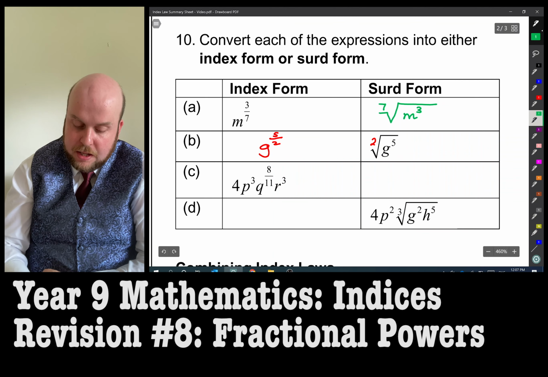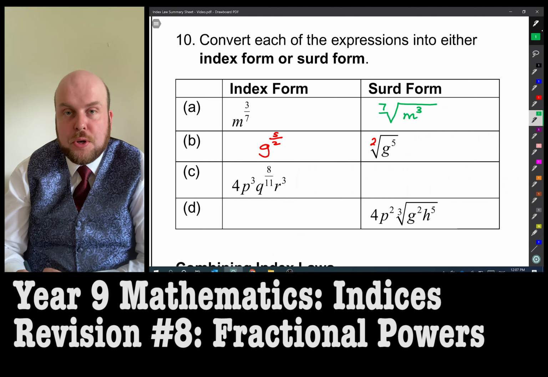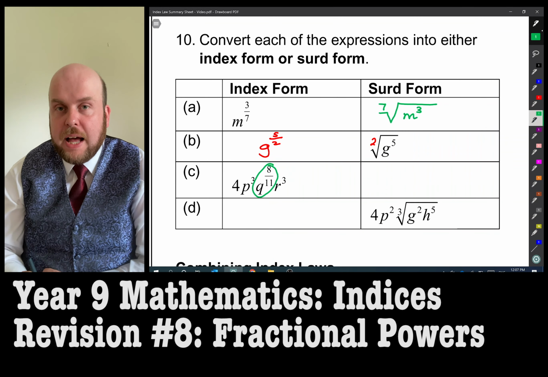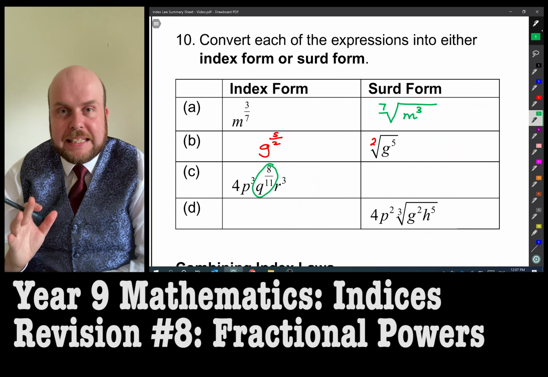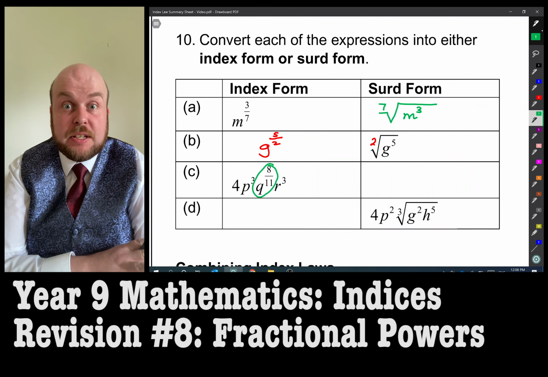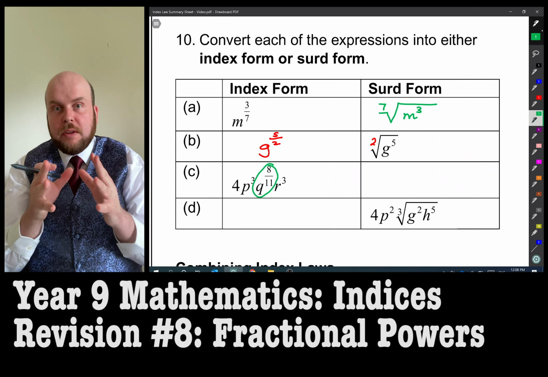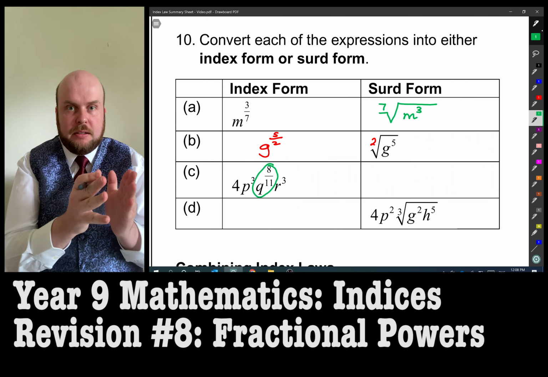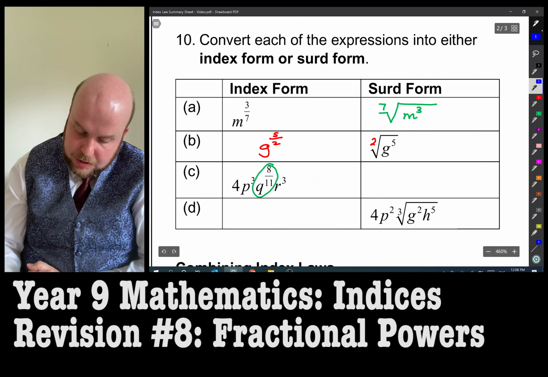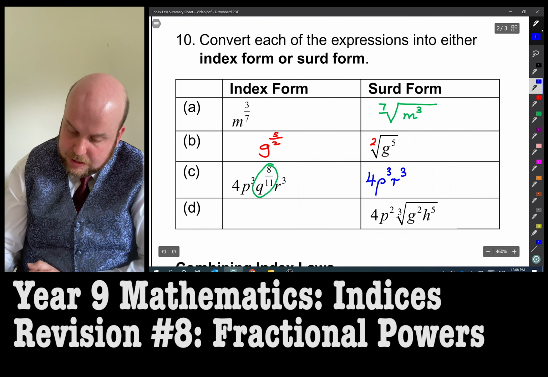With the next one here, the first thing I would do is just identify the pronumeral or number that has a fraction, and in this case, this one. All the other parts can stay exactly where they are. For the sake of clarity, just being easier to read, I'm going to put all of the non-fraction bits together and put the thing that I'm going to put in the surd form at the very end. So 4p cubed r cubed, and then 11 Q8.